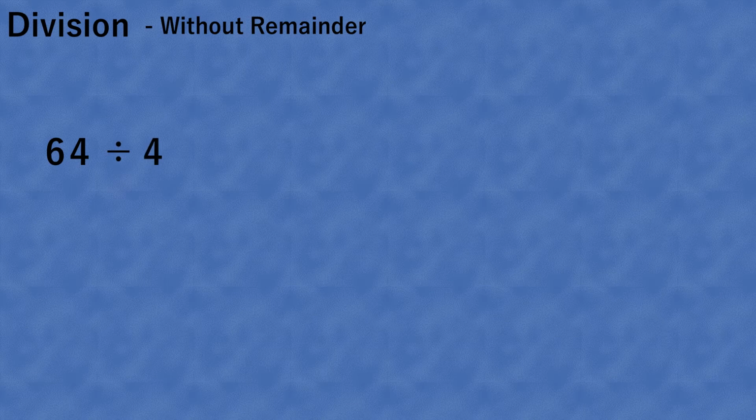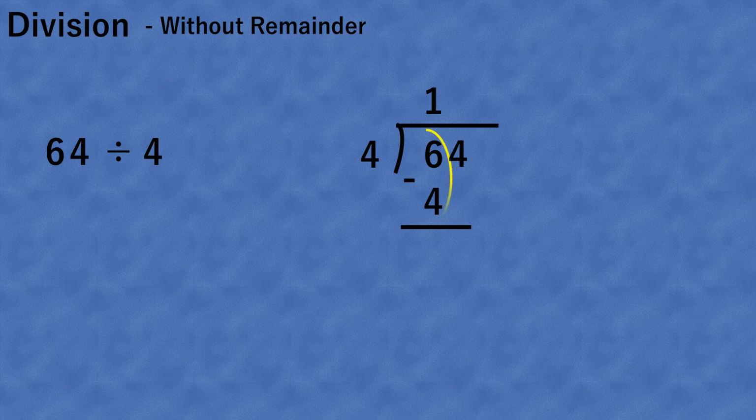64 divided by 4. We are going to write it in this form. 6 divided by 4 equals 1, because 1 times 4 equals 4. The answer must be less than 6. The next step is to subtract 4 from 6. 6 minus 4 equals 2. After subtracting them, bring 4 down. We have 24 now.